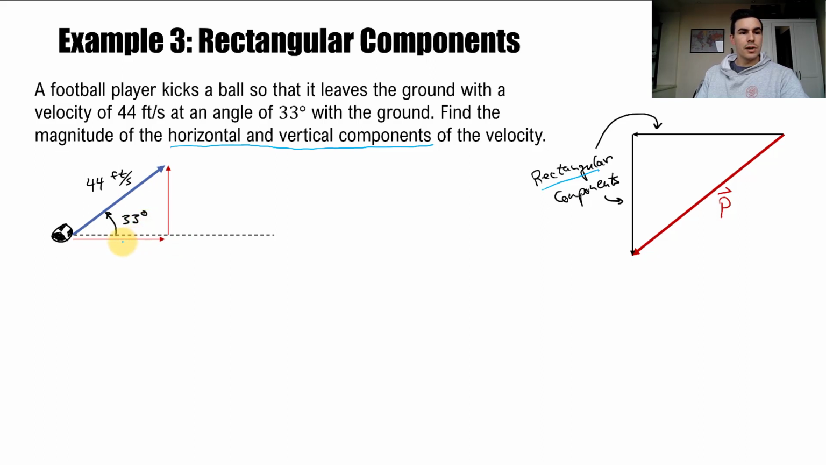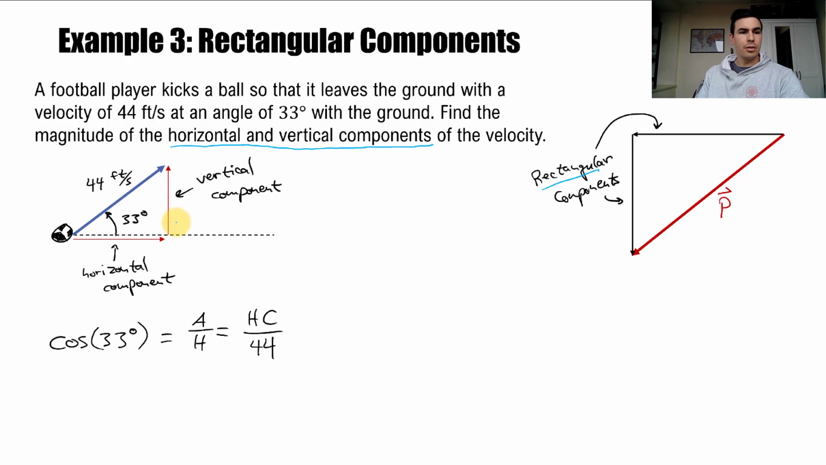So here I have my horizontal component, and this is going to be my vertical component right here. Using our trig identities, I can say that cosine of 33 degrees is adjacent over hypotenuse. My adjacent here is my horizontal component, which I'm going to call HC, over 44 feet per second.